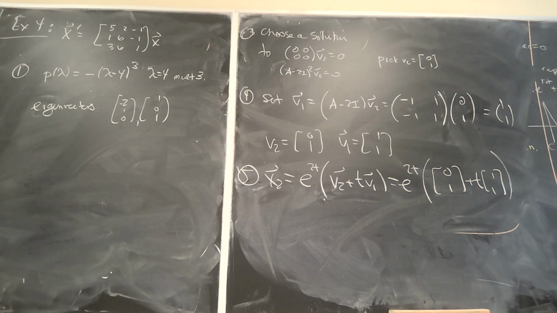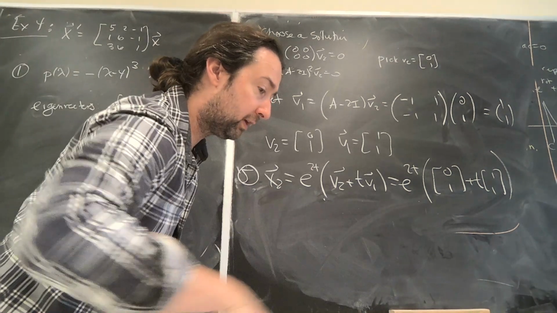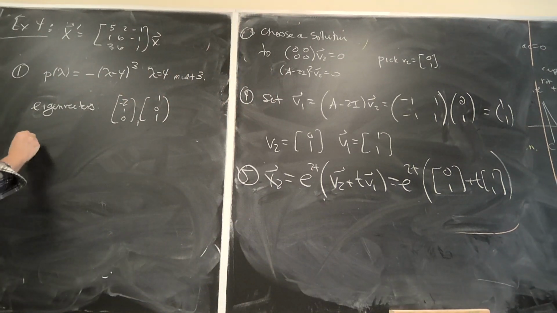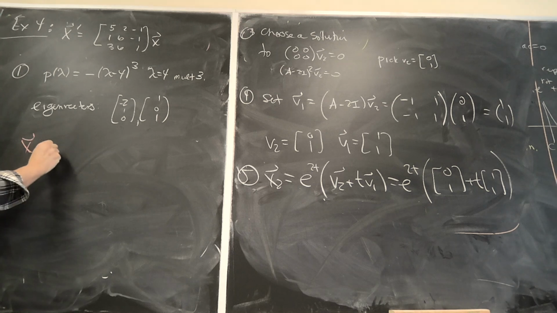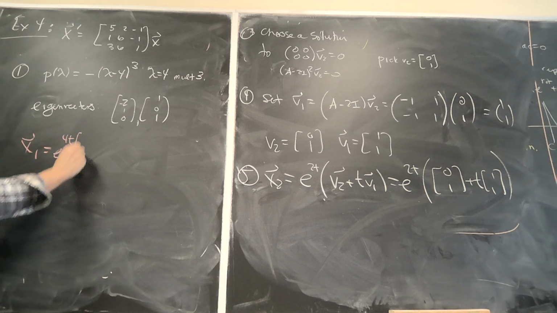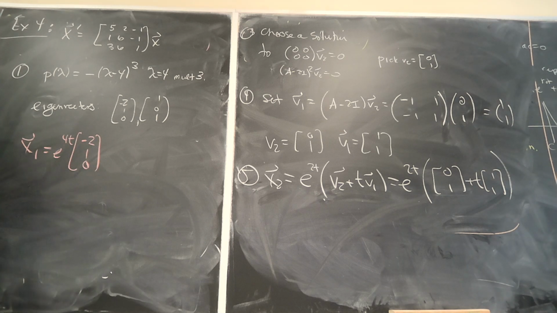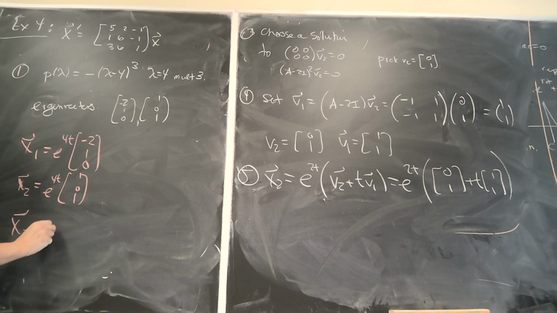Before I go any further, I could write down the first part of my general solution: e to the 4t times minus 2, 1, 0. And my second part of the general solution looks like e to the 4t times 1, 0, 1. And my third part is, oh, I've got to do that again. So I have one missing solution here.